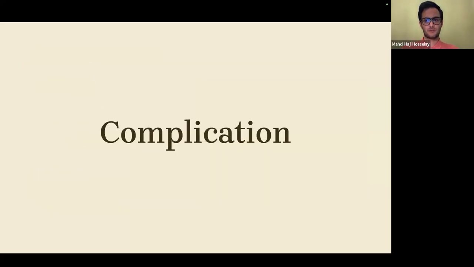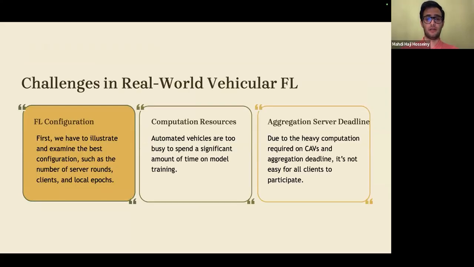The next stage that I want to explain is the complications, which are our real world challenges in a federated learning system for CAVs. In the first experiment, I want to explain what the best configuration is for this federated system to address all of our issues. For example, we have to examine what's the best configuration, such as the number of server rounds, the number of clients, or local epochs on each client. And then I will address the second and third issues later in my presentation.